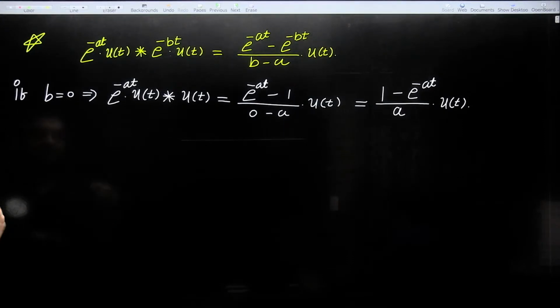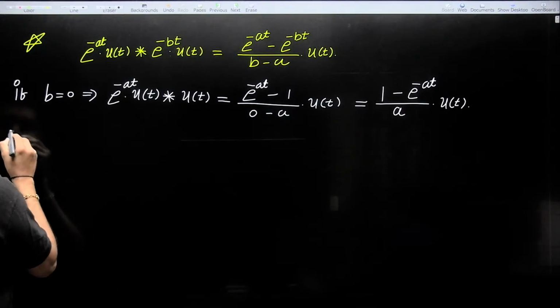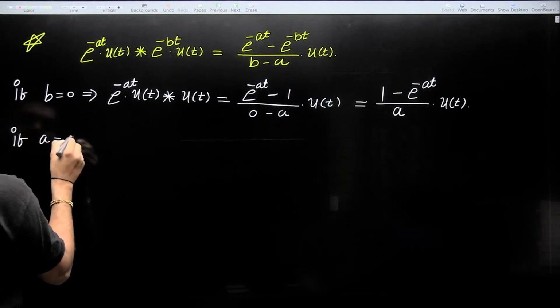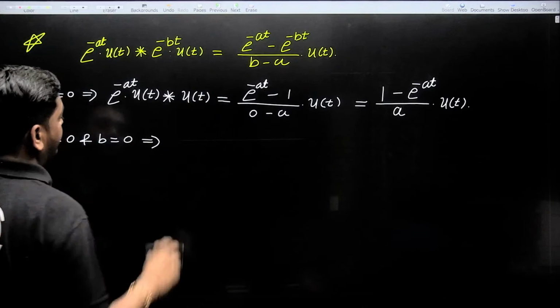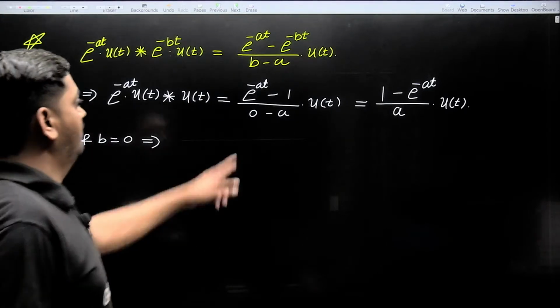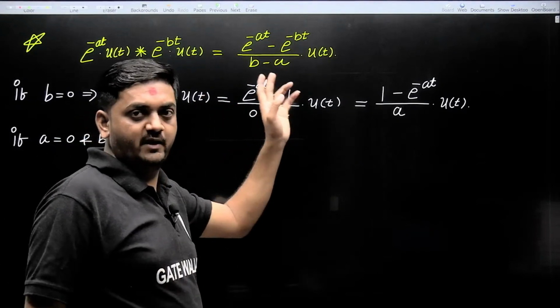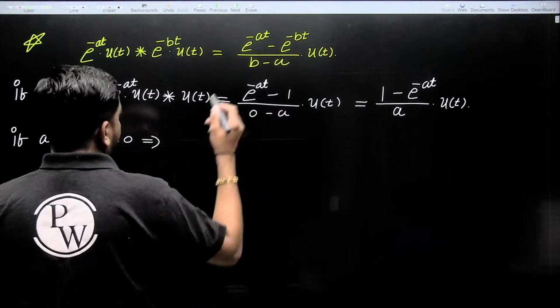Okay. Now suppose both a equal to 0 and b equal to 0, then what will be the answer? 1 minus 1 is 0, 0 minus 0, so infinite? No. Infinite by infinite? No guys. Or 0 by infinite? No.